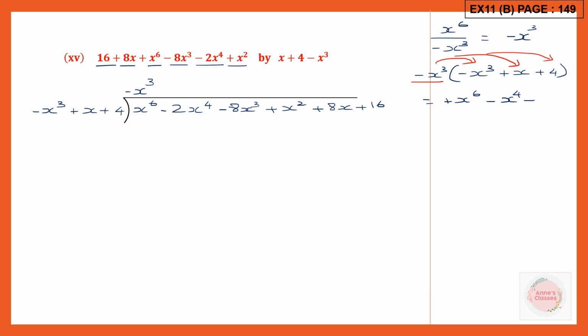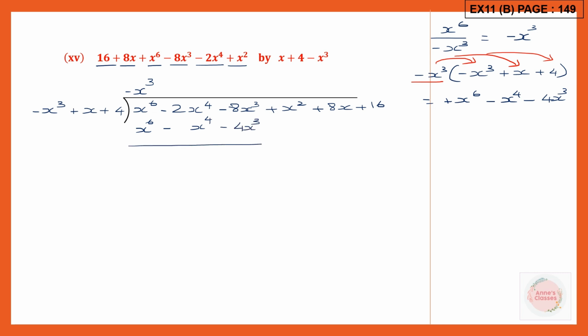Sign is minus, number is 4, x to the power of 3. Now we are going to place this below this one. Always remember to put the like terms together. So let's begin. So that we have x to the power of 6. So let's write that x to the power of 6. Then we have minus x to the power of 4 minus 4x cubed.